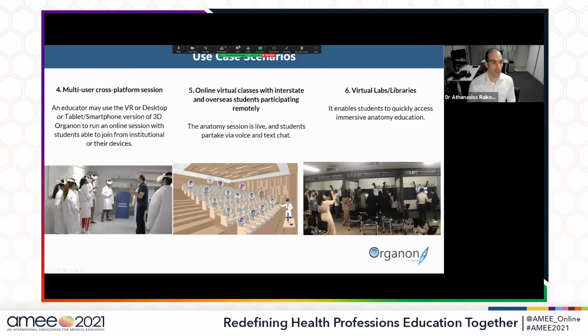3D Organon has a multi-user cross-platform functionality embedded, which means that you can deploy a multi-user session with students joining from the same room or across the world. And then the educator is able to demonstrate specific models of anatomy. He can talk to the students. There can be an exchange of written messages, or they can communicate with voice. It supports everything. It's very immersive and really exciting, and students can join with any device they have. So it is cross-platform 100%.